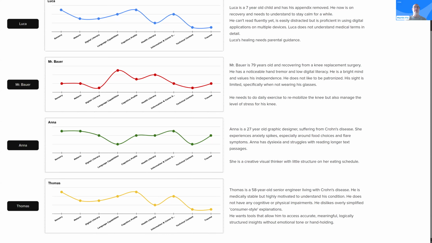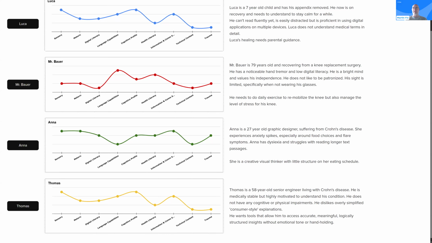What I've added here are some diagrams which have a couple of dots, and each of these dots is something we would call a dimension. So these dots actually describe what makes up a person and their interaction needs. These curves are quite different because they're different persons, and all of them have different needs for how their user interaction, how their interface should look. Now, I want you to focus on the two lower ones, Anna and Thomas.